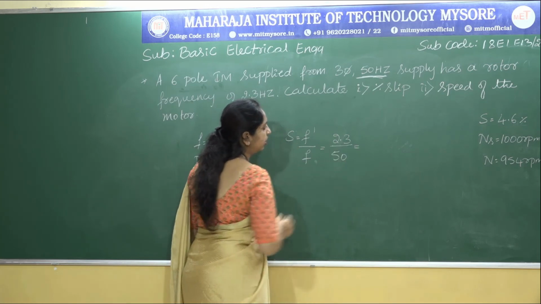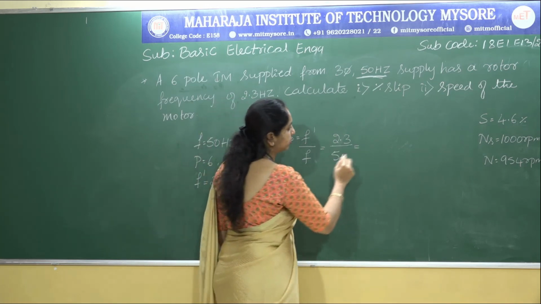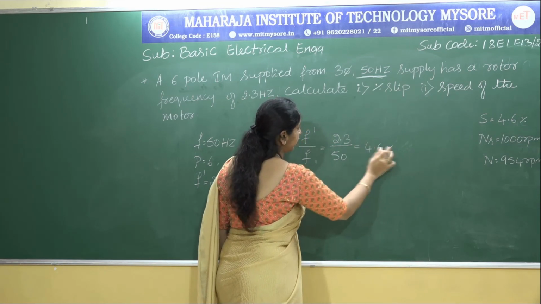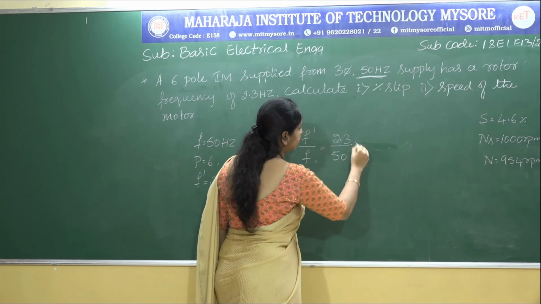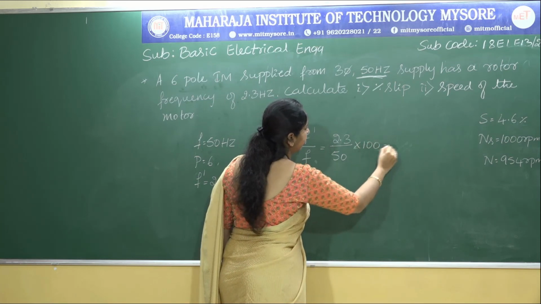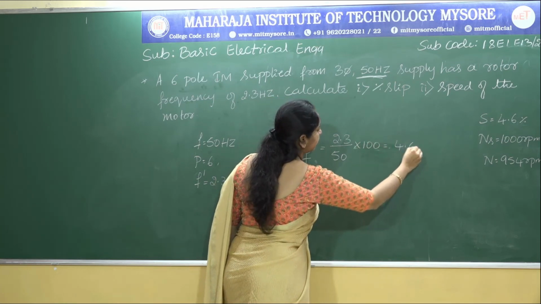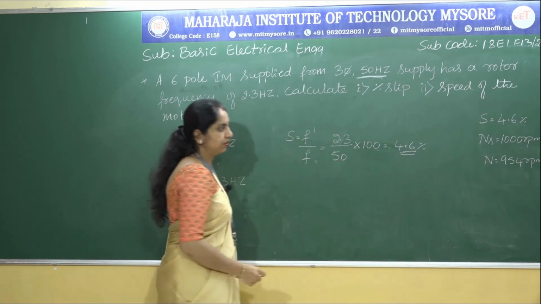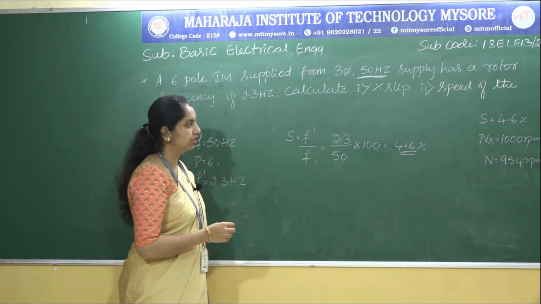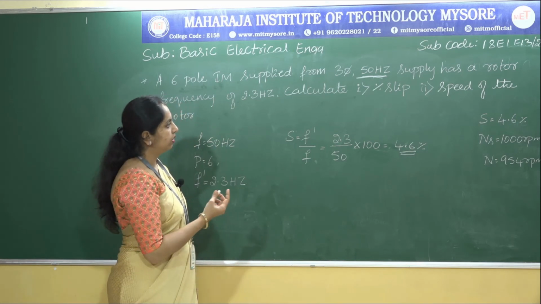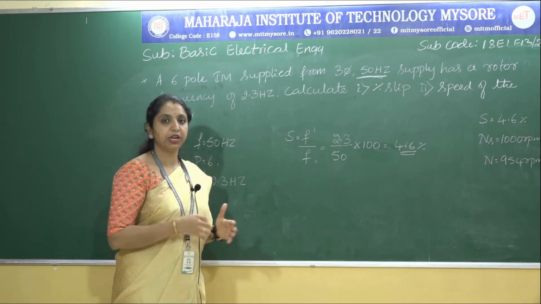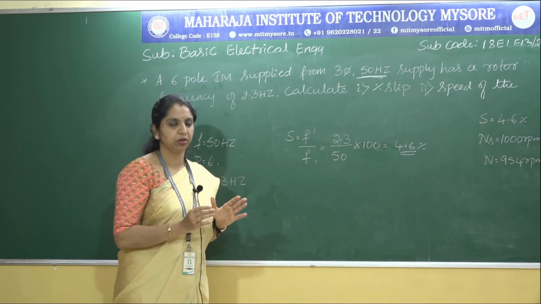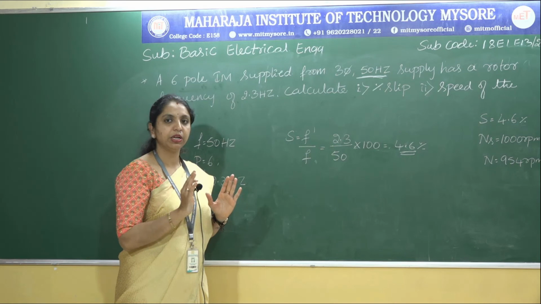So simplify this expression. If you further simplify this expression, you will be getting 4.6%. Whenever you are expressing this in terms of percentage, you need to multiply this with 100, then you will be getting this as 4.6%. So as I have already written the answer, S is equal to 4.6%. And then here the speed of the motor. So what is the speed of the motor? Remember, the speed of the rotor or speed of the motor, both are the same. Speed of the motor is nothing but N.